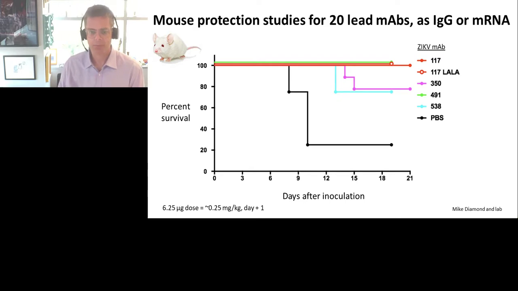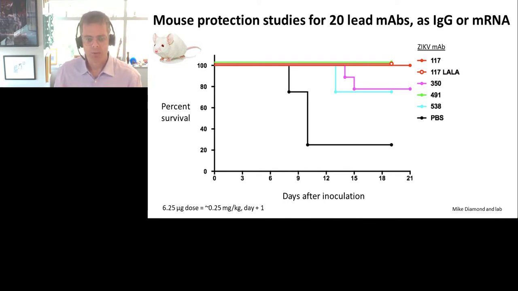We did a series of mouse studies with human monoclonal antibodies. Mike Diamond conducted these. I think over a 10 to 14 day period, they studied 500 or more mice. We delivered these antibodies. We made them as IgG protein or as messenger RNA. So the genes encoding the antibody, we did it both ways.